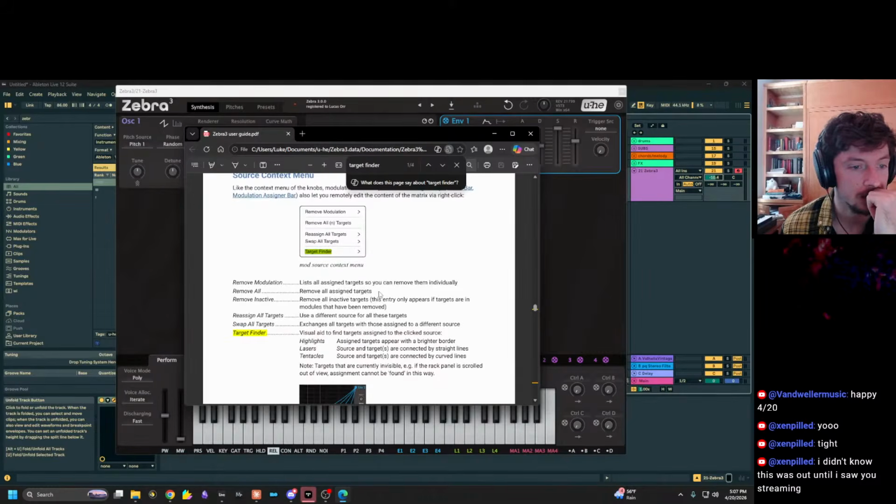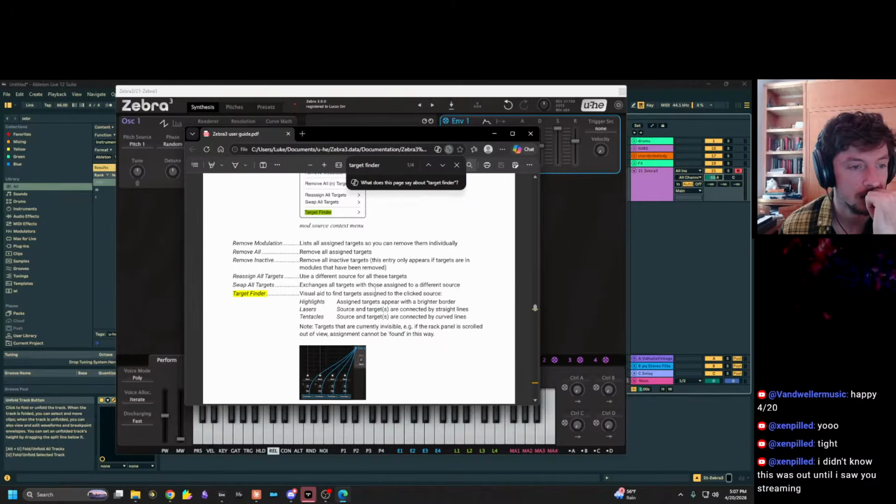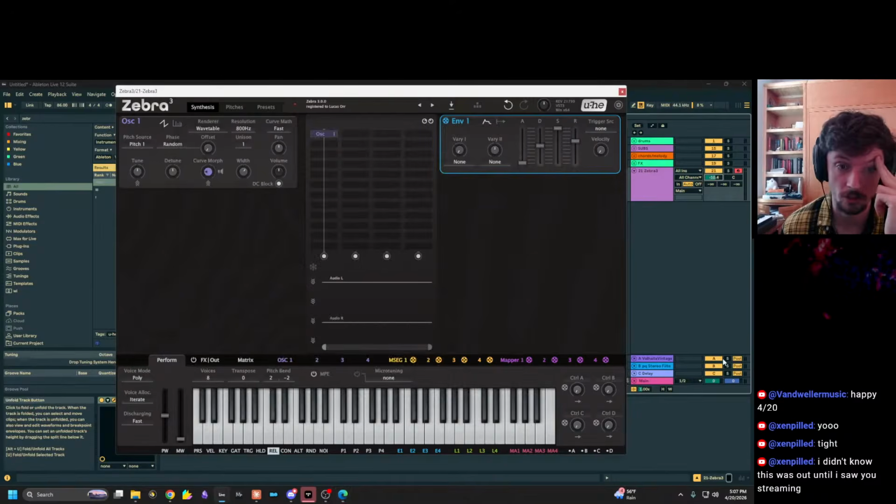Target finder. Oh, it's just visuals. It just changes how the visual looks. Okay, yeah, tentacles are the way. Tentacles are cool. You know, this was out until, yeah, they did it this morning, I guess.